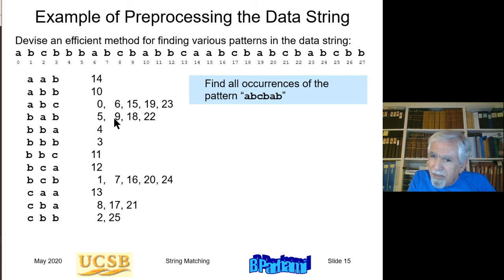6 and 9 satisfy that. 0 and 5 do not. 0 and 9 do not, but 6 and 9. 15 and 18. 19 and 22. So this tells me that there are 3 locations for the string ABCBAB, starting at location 6, 15, and 19. Sure enough, here's ABCBAB, starting at location 6, and 15 ABCBAB, and 19 ABCBAB.